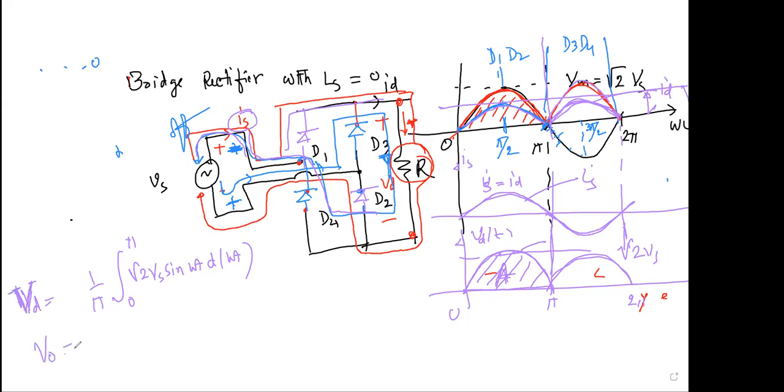Sometimes people call it V0, V average, whatever, VT. And if you solve this one, then what you should get? You should get root 2 Vs by pi, and this is nothing but 0.9 Vs. Okay? You understand it or not?